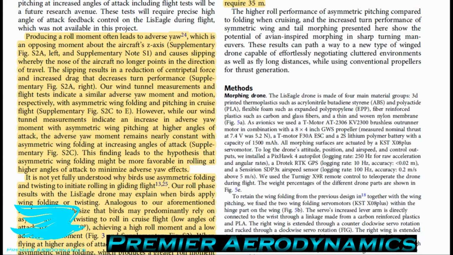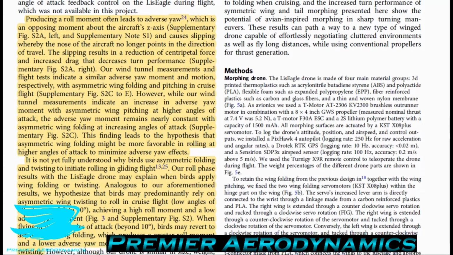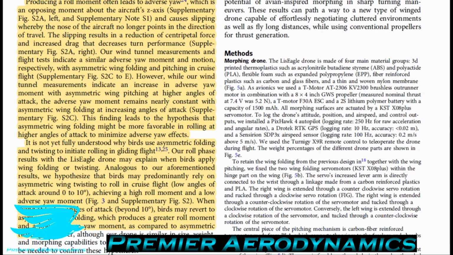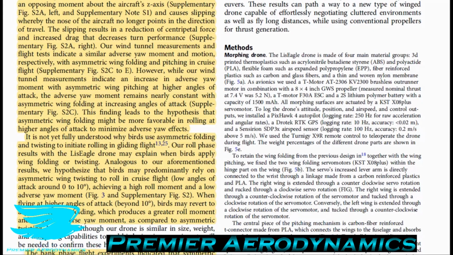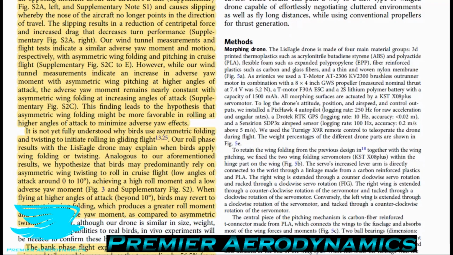Their wind tunnel measurements and flight tests indicate a similar adverse yaw moment and motion, respectively, with asymmetric wing folding and pitching in cruise flight. However, while their wind tunnel measurements indicate an increase in adverse yaw moment with asymmetric wing pitching at high angles of attack, the adverse yaw moment remains nearly constant with asymmetric wing folding at increasing angles of attack. This finding leads to the hypothesis that asymmetric wing folding might be more favorable in rolling at high angles of attack to minimize adverse yaw effects. So it's more predictable and more stable, in other words, when you're at high angles of attack and you're rolling.